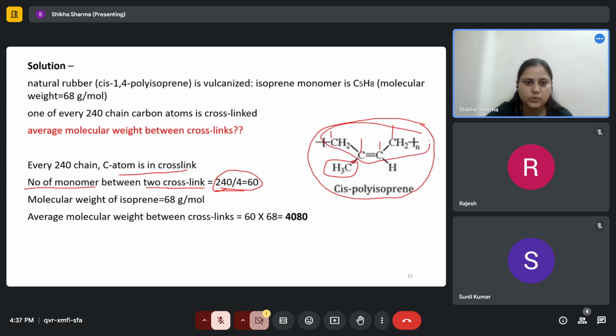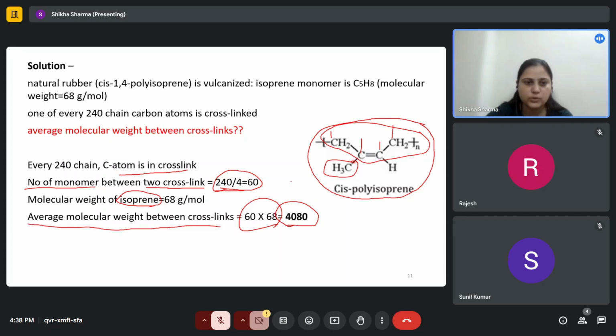From this we can understand that there are four carbon atoms in one cross link, right? So how many monomers are in the 240 chain? We can simply divide and we get 60 monomers. Then molecular weight: one isoprene molecular weight is 68. So we multiply 68 by 60, which is 4080, the average molecular weight between these cross links, right?